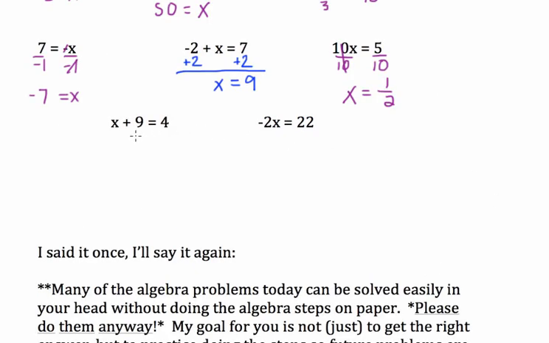X plus 9 equals 4. I want to subtract 9 from both sides. X equals, think money, 4 and negative 9. You had $4, you lost 9. Now you're in the hole 5. X equals negative 5. Negative 2x equals 22. Go to the side with the x and undo multiplying by negative 2. The undo for multiplying negative 2 is to divide by negative 2. X equals negative 11.